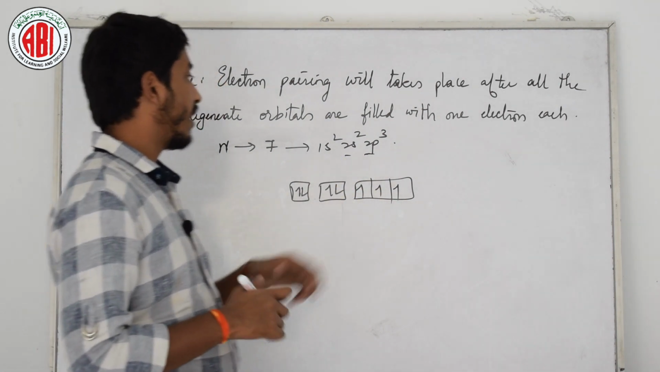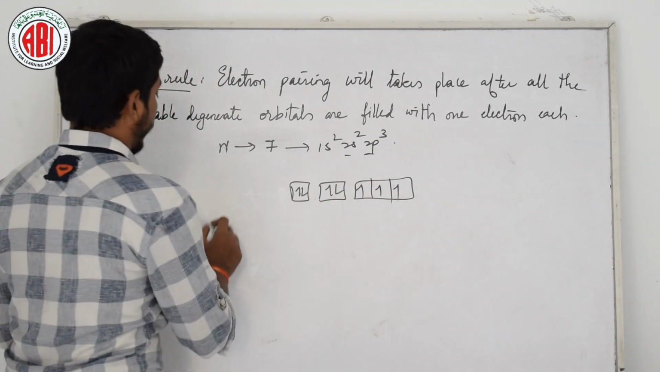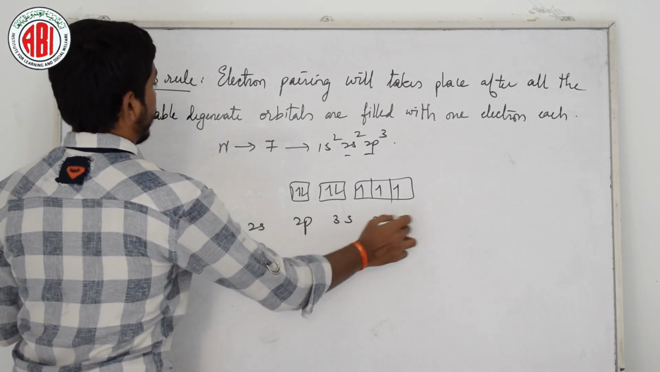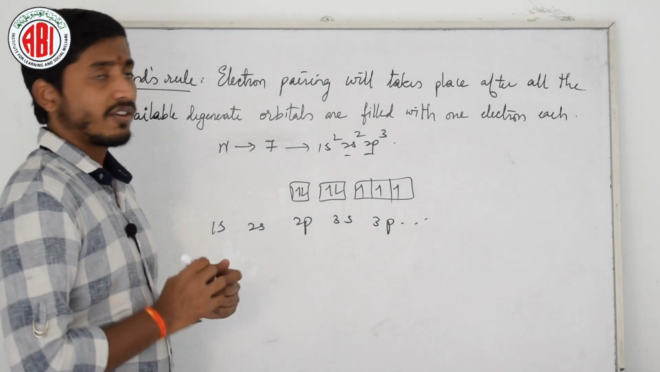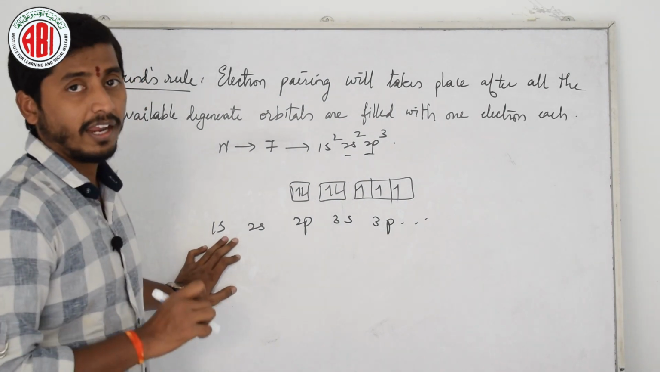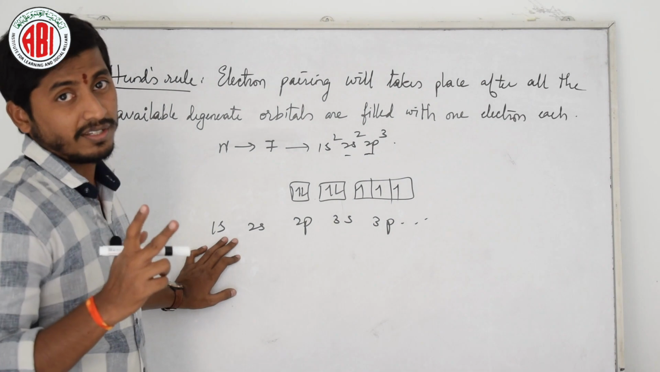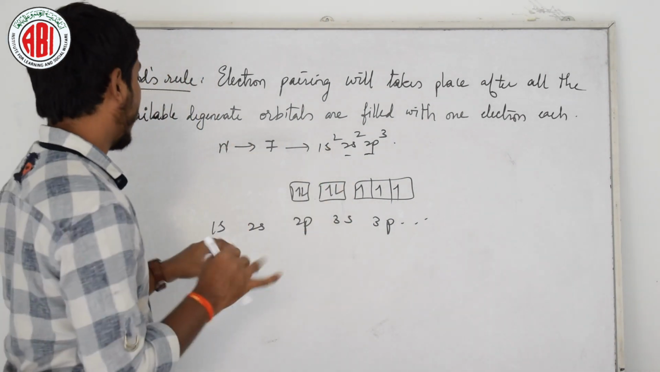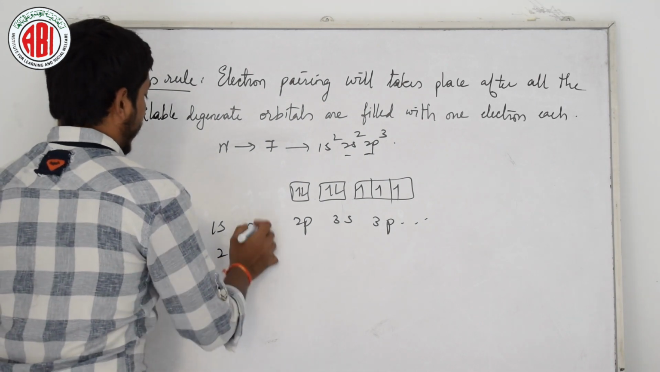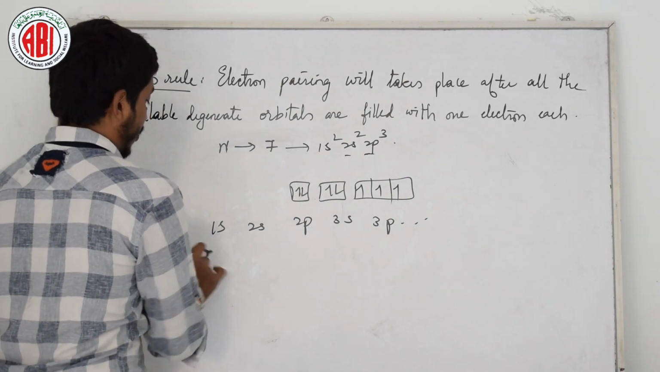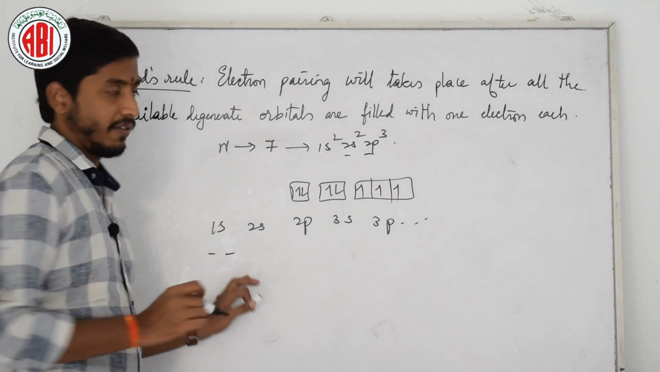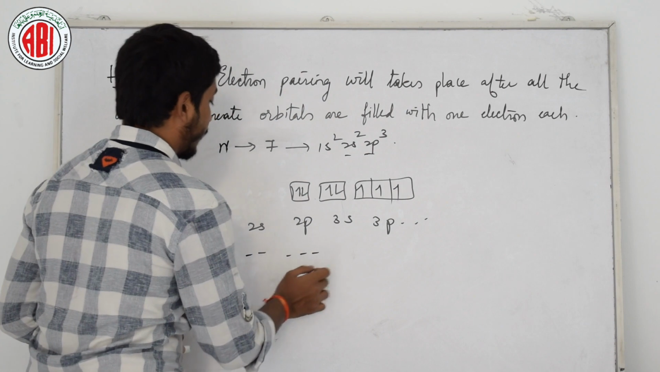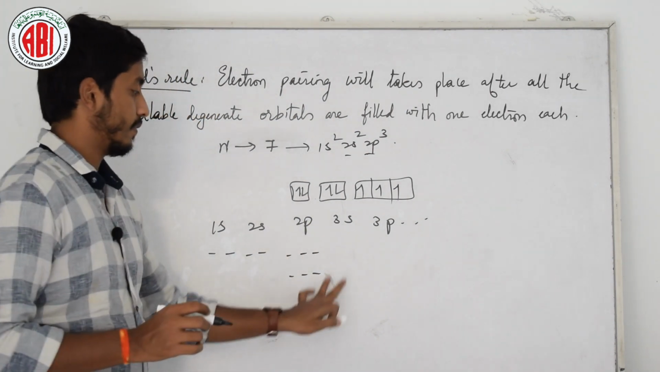How to write this configuration? If you see here, we know that the order is 1s, 2s, 2p, 3s, 3p and so on, right? How many electrons can an s orbital accommodate? It can accommodate 2 electrons, which means nitrogen has 7 electrons. That is, 2 will be filled here. Again, for example, there are 2 places for 1s, there are 2 places for 2s, then there are 6 places for 2p, 6 places.